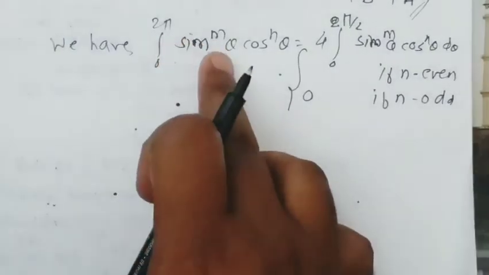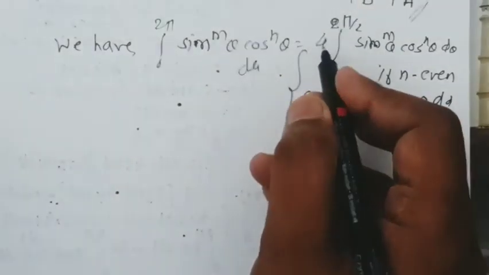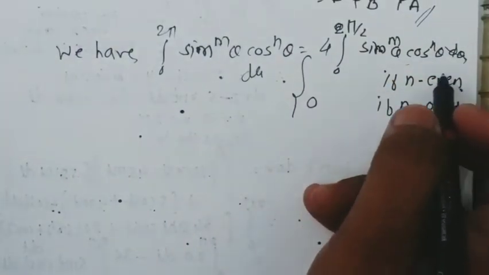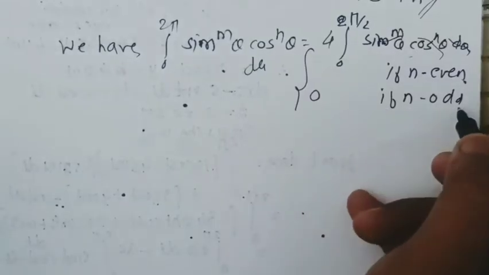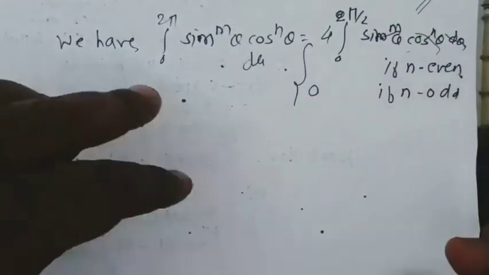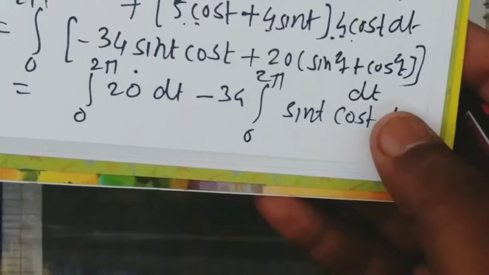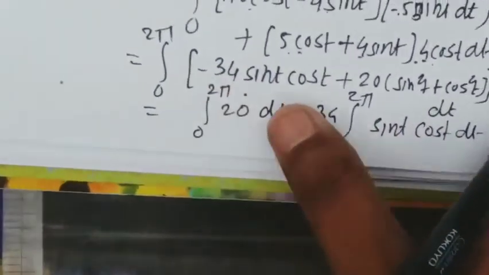So this reduction formula we are going to use. Integration of 0 to 2 pi sin raised to m theta cos raised to n theta with respect to theta is equal to 4 times 0 to pi by 2 sin raised to m theta cos raised to n theta, if n is even, that is, power of cos is even. And if power of cos is odd, it will be 0 directly. So if you see our final integration, here we have power of cos as 1. 1 is odd, so the second integration will be 0. So only this integration we have to calculate.